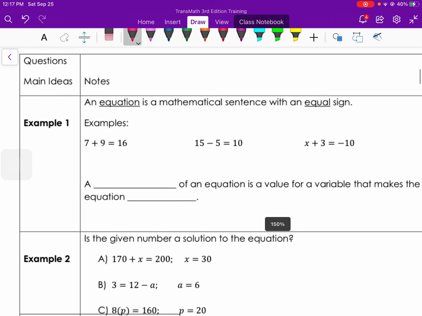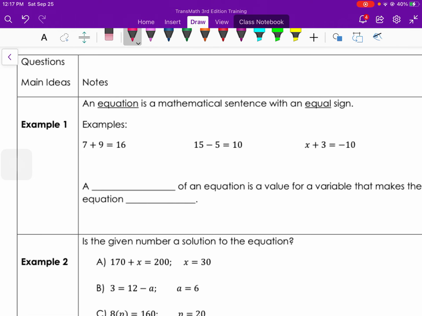So what is an equation? First, an equation is a mathematical sentence that has an equal sign. For example, an equation could look like this. 7 plus 9 equals 16. This is a numeric equation. Or 15 minus 5 equals 10. This is a numeric equation.